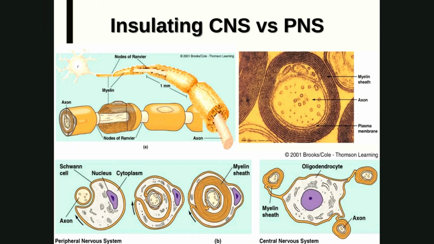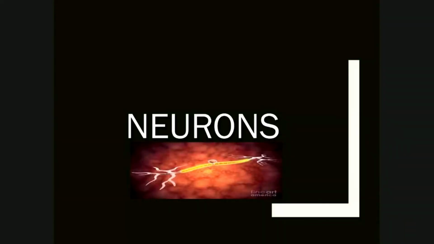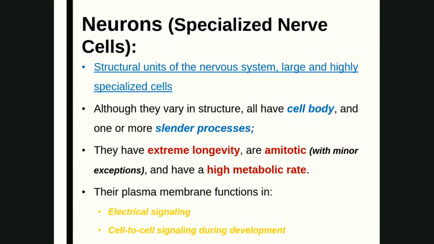So all these are the importance of these glial cells. Let's go with the neuron. The neuron is the structural and functional unit of the nervous system. As I told you, they are a special type of cells. We call them nerve cells.